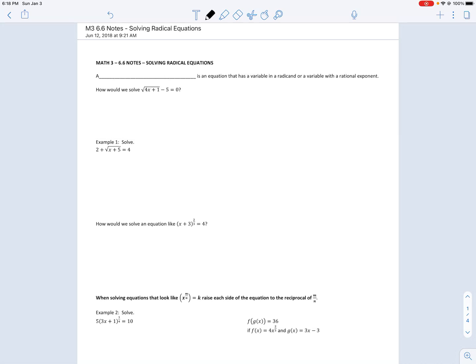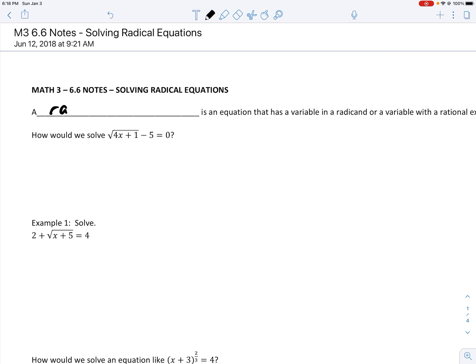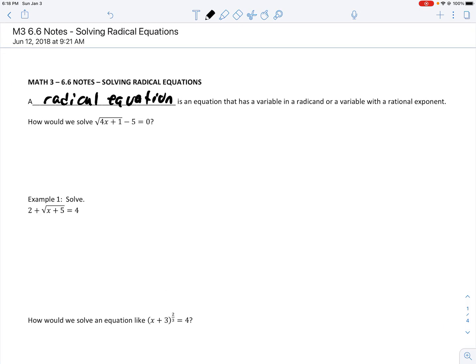Hello. Today we are going to go over Note 6.6, Solving Radical Equations. A radical equation is an equation that has a variable in the radicand or a variable with a rational exponent. Remember, the radicand is what is underneath the radical. So for example, the 2 is a radicand. Right?